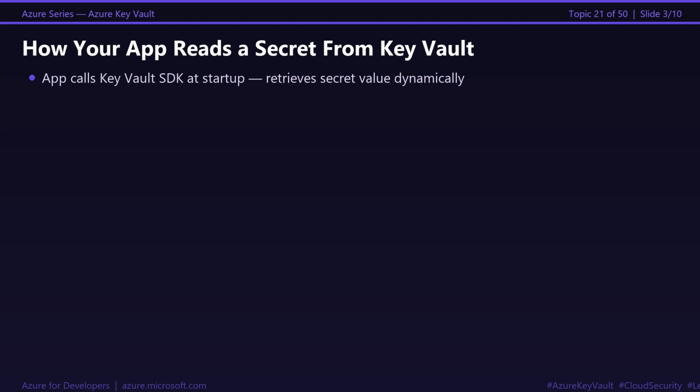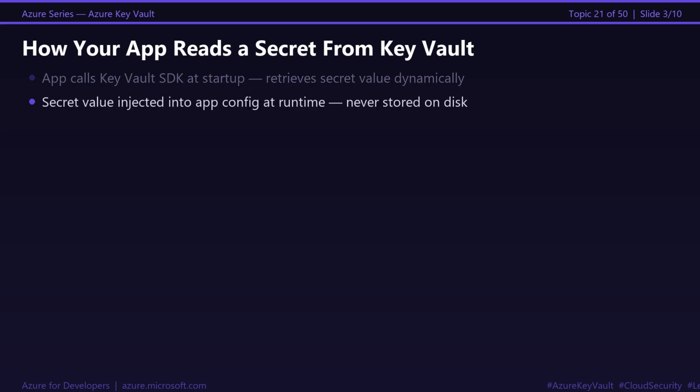But here's the catch. Your app still needs permission to access the vault. You cannot just call it and get everything. Access is controlled, and we will cover that next. What you should never do: store the vault URL and a password to access the vault in a config file. That defeats the entire purpose.